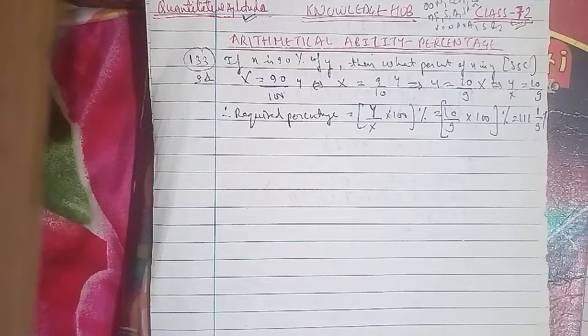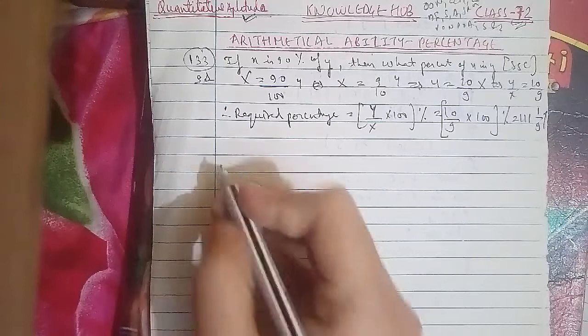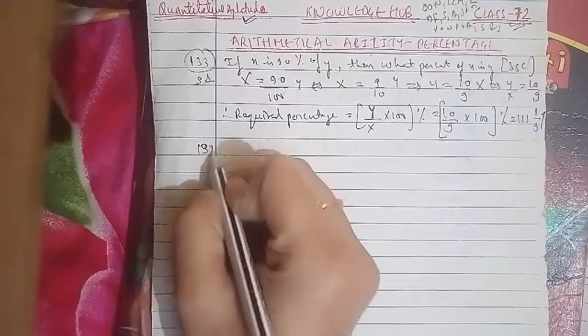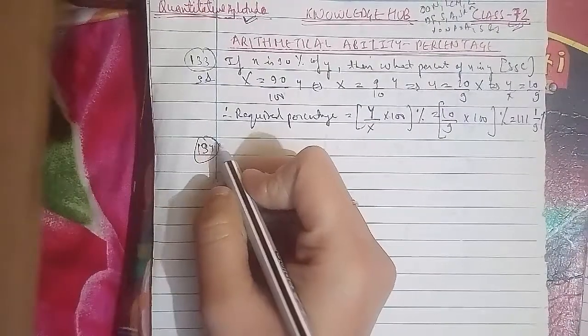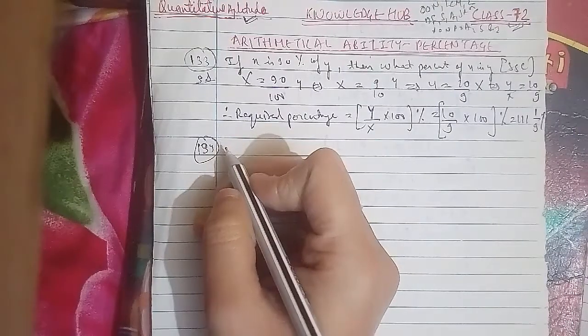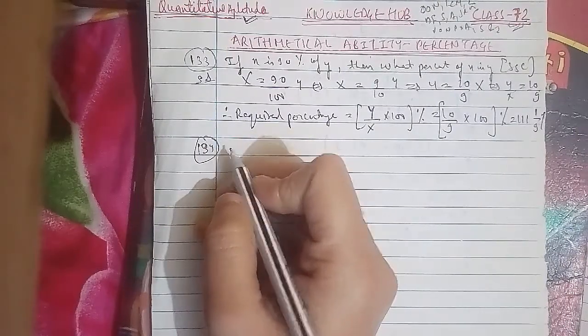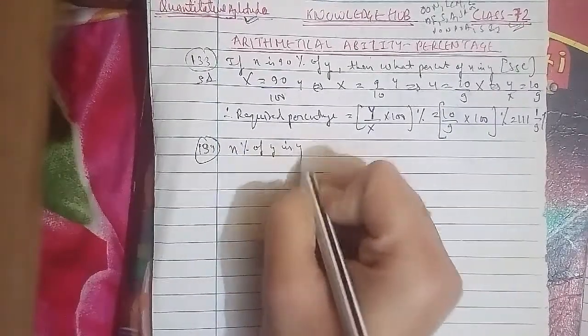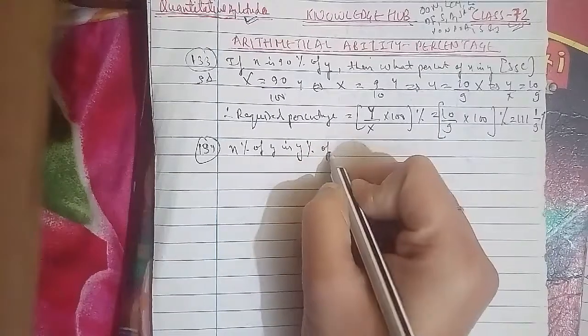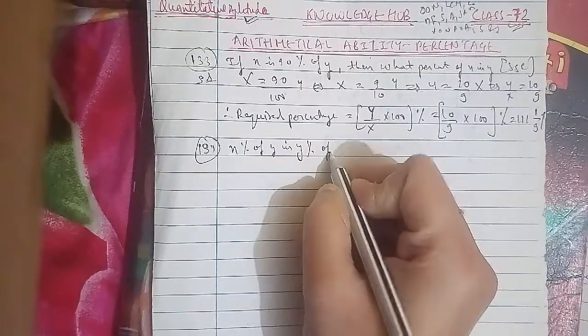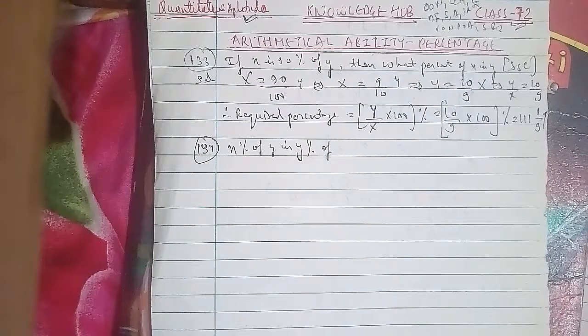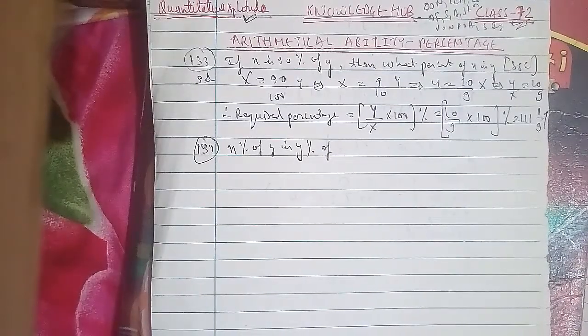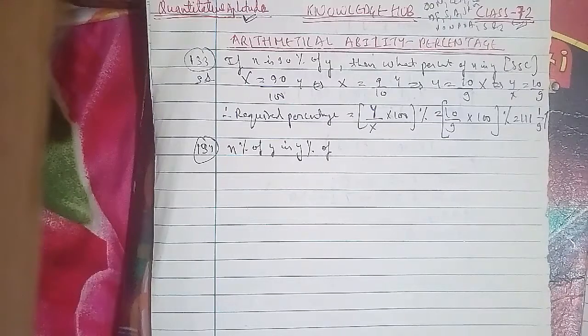Now I'll go ahead with another question, which is the 134th question of the session. The question is: x% of y is y% of what? The options we have are x, 100x, x upon 100 and y upon 100. We'll go ahead and find out the answer.